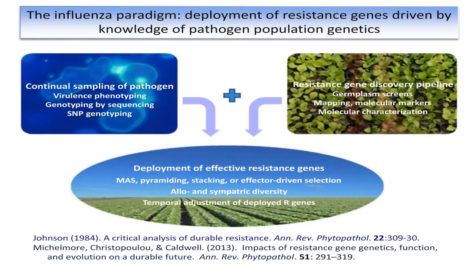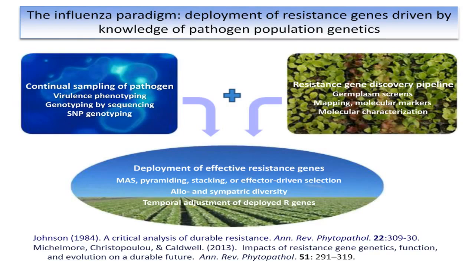And then we can put these two data sets together, and we can then have a deployment strategy that will hopefully result in much more durable disease resistance. At the moment, the pathogen responds to the selective pressure imposed by resistance genes, so that quite quickly, if the resistance genes are released individually, they get overcome. So what we need to do is to be able to pyramid resistance genes and then deploy the resistance gene stacks, so that we are maximizing the evolutionary hurdle placed on the pathogen population for it to become virulent. And these ideas are not new.